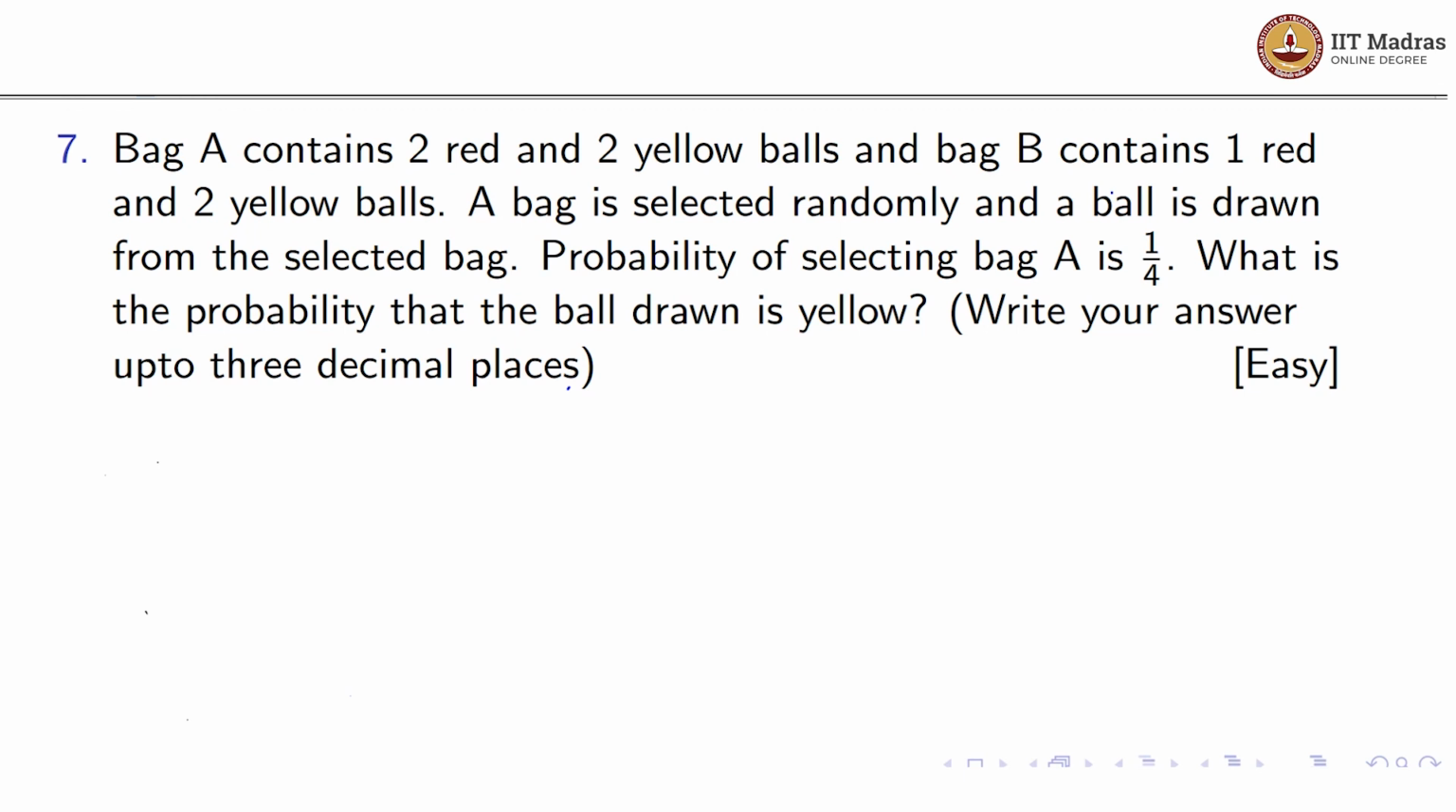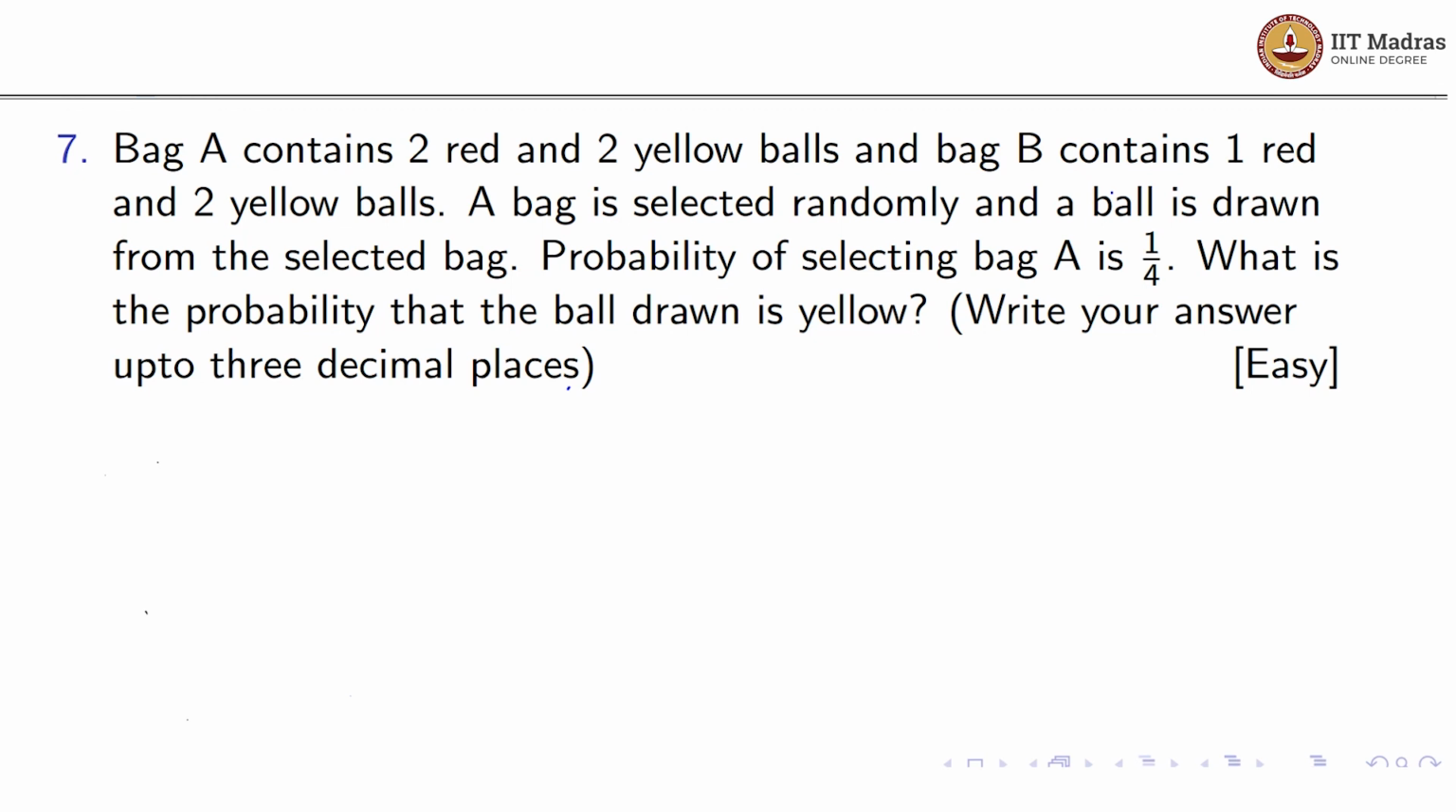Next, question number 7. In question number 7, bag A contains 2 red and 2 yellow balls, and bag B contains 1 red and 2 yellow balls. A bag is selected randomly and a ball is drawn from that selected bag. Probability of selecting bag A is 1 by 4. What is the probability that the ball drawn is yellow?